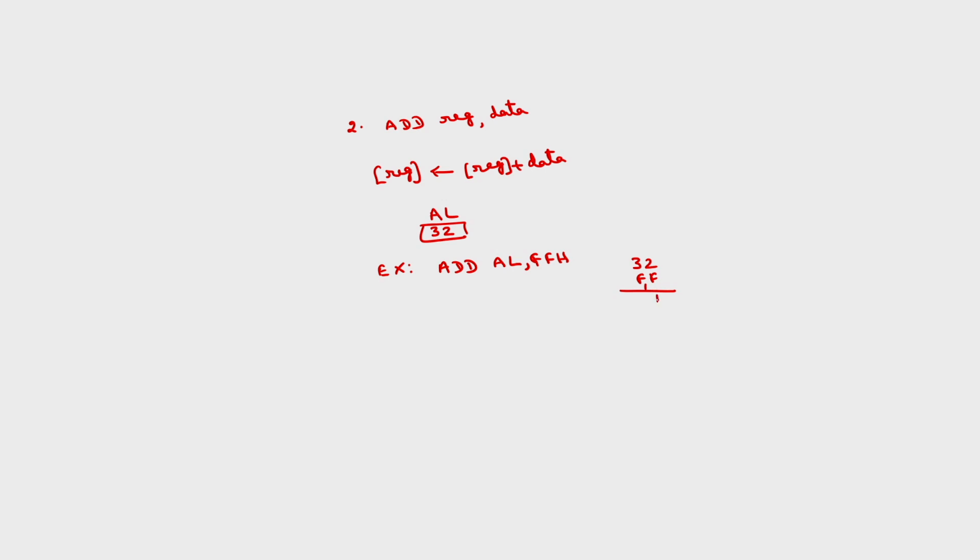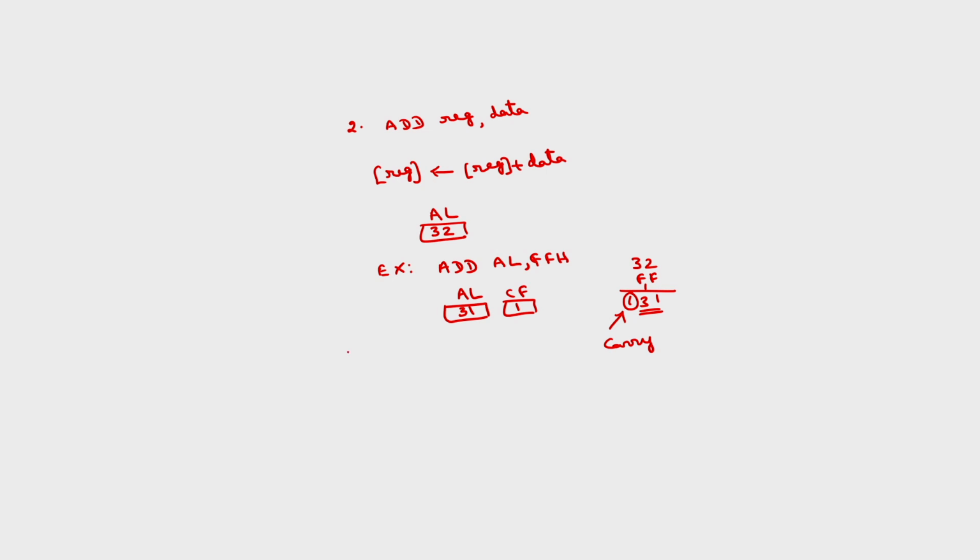This will be 1011, this is 1013. So, the carry flag is set, and the result will be 31, because AL is only an 8-bit register, it stores only 8 bits. So, this 31 will be stored in AL, but the carry flag will be set. Okay. This is about ADD register comma data.